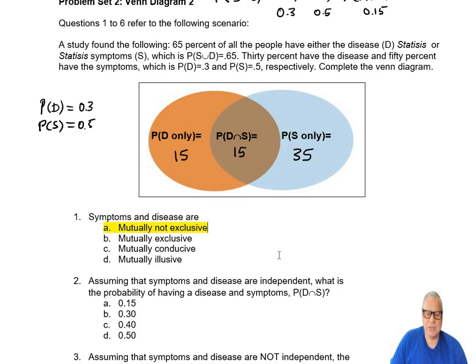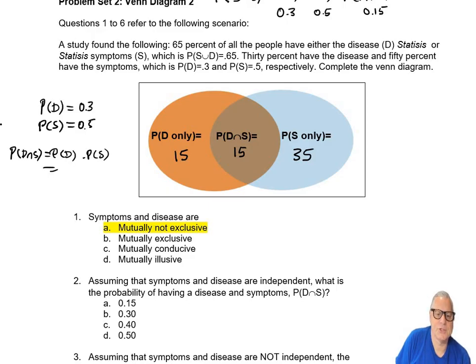Assuming that symptoms and disease are independent, what is the probability of having a disease and symptoms? Under the assumption of independence, we just multiply D and S, which is the probability of D times the probability of S, and that's 0.3 times 0.5, which is 0.15.